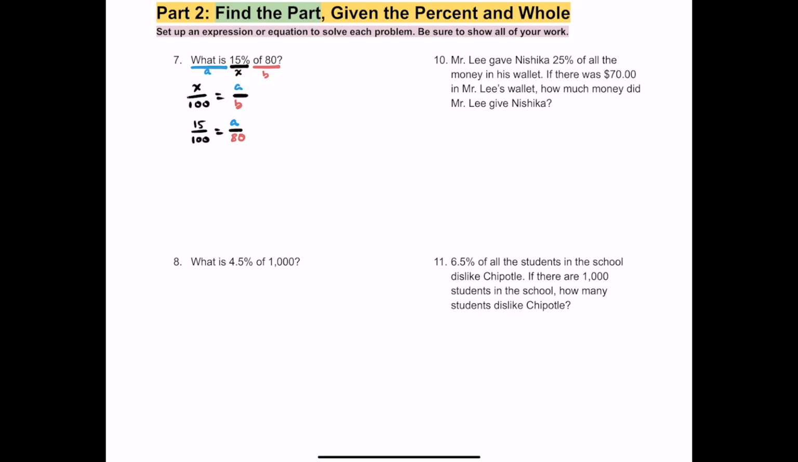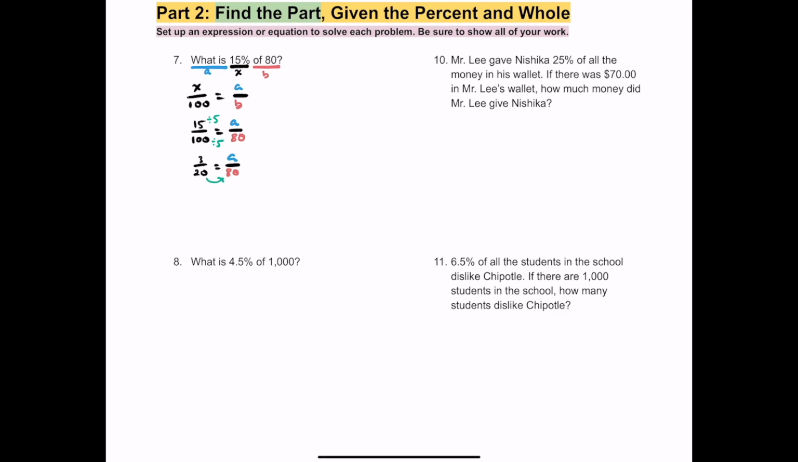Now, looking at this ratio on the left side, we can divide both top and bottom by 5. I think that's their GCF. And when simplifying, we will get 3 over 20 is equal to, we still have a on top and 80 on bottom. Okay, now this is actually a lot nicer for us after we simplified, because we see here that 20 times what gets you 80.